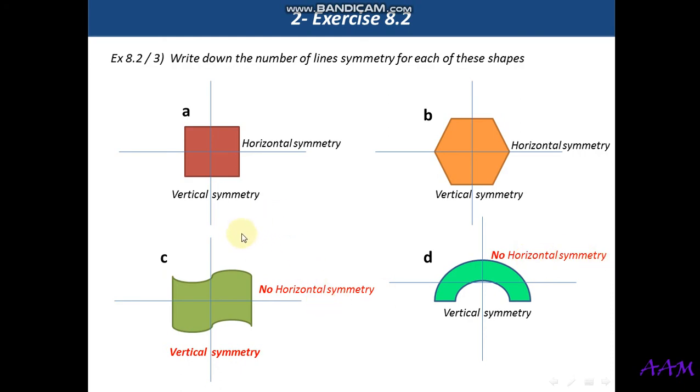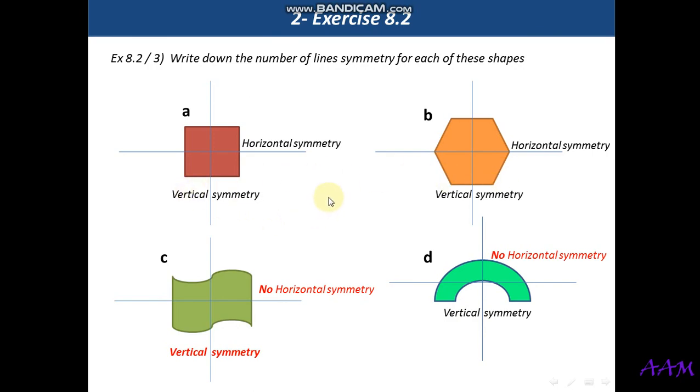And for this one, no horizontal and no vertical symmetry, because the upper side doesn't look like the lower side, so there is no horizontal symmetry, and the right side doesn't look like the left side, so there is no vertical symmetry. So this shape has no symmetry at all, and this shape has only vertical symmetry, and the others have both vertical and horizontal symmetry.